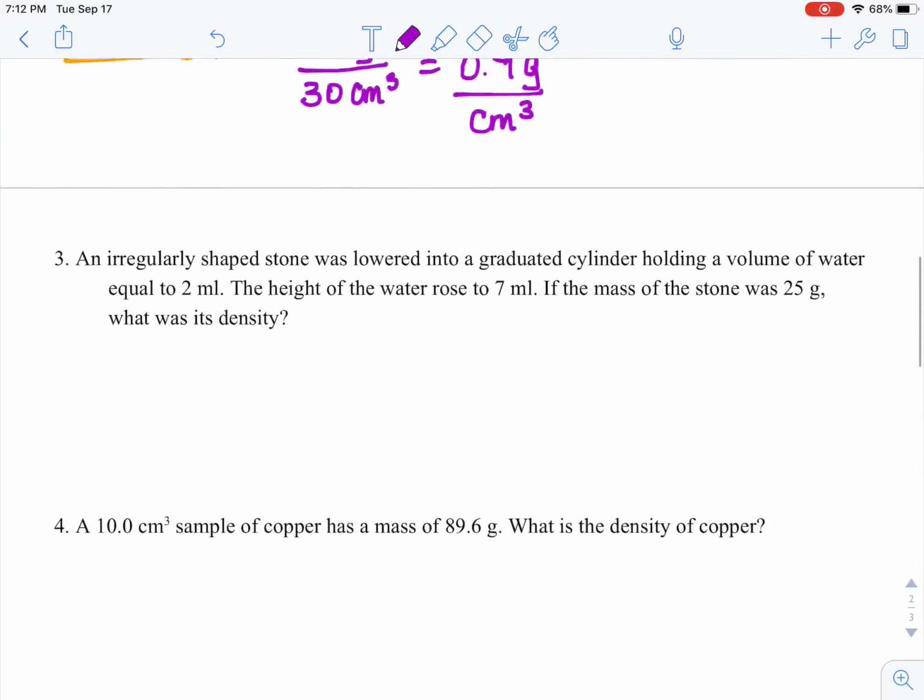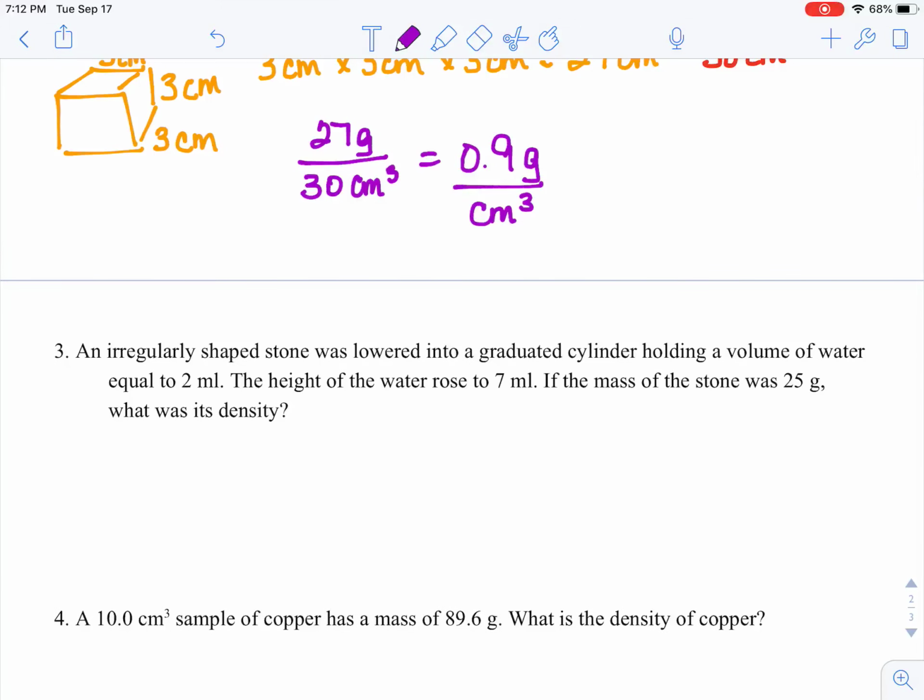Moving on to irregularly shaped solids. We just talked about the displacement method. We take an irregularly shaped stone, we lower it into a graduated cylinder holding a volume of water equal to 2 milliliters. So this is volume initial. Our initial volume, or VI, is equal to 2 milliliters. After I add the stone to the water, I then have a V2 of 7 milliliters.